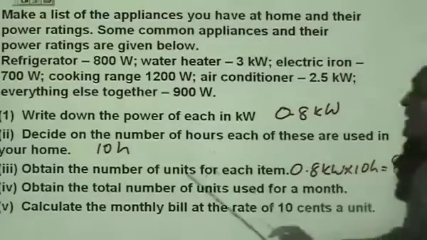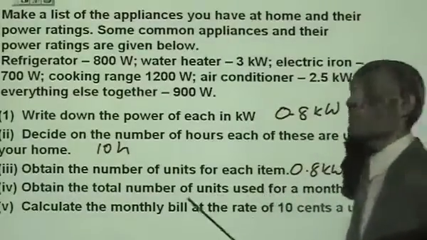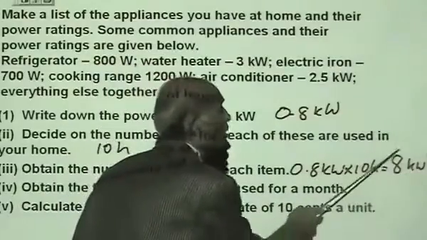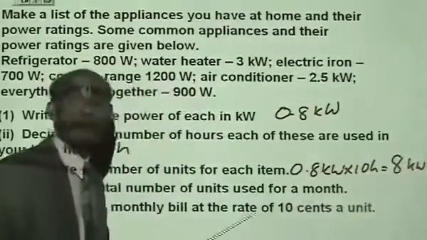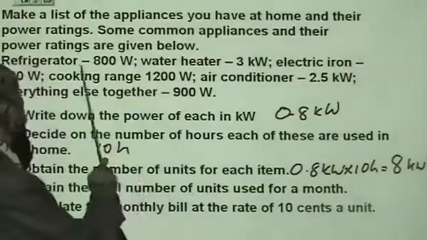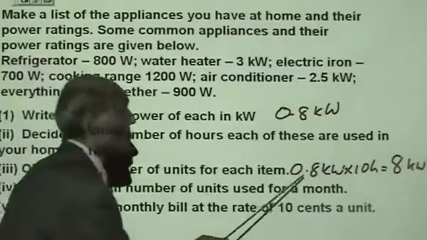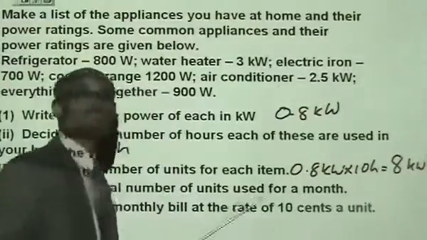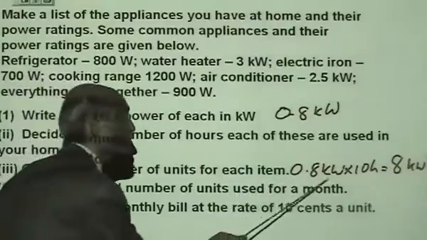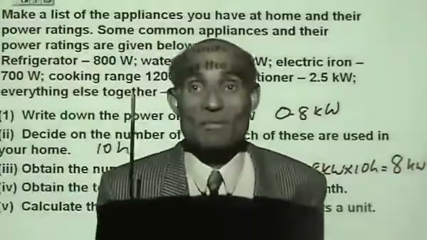Alright? Now obtain the total number of units used for a month. Now what you need to do is, once you know the number of units for your refrigerator, keep it there and calculate the number of units for everything else and add them all together. Then multiply that number by 30. That will be the total number of units for the month.